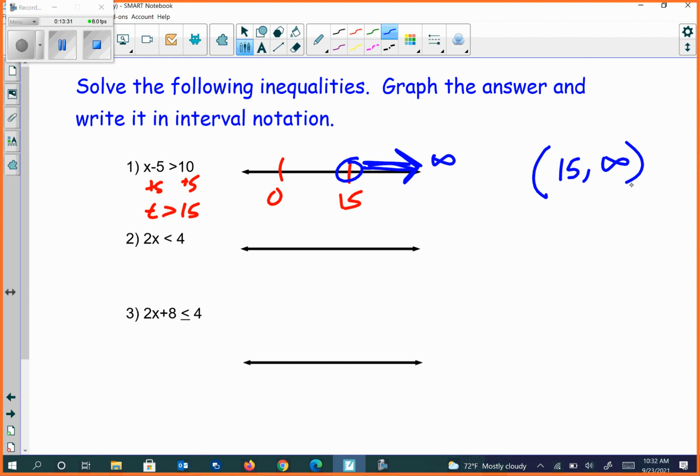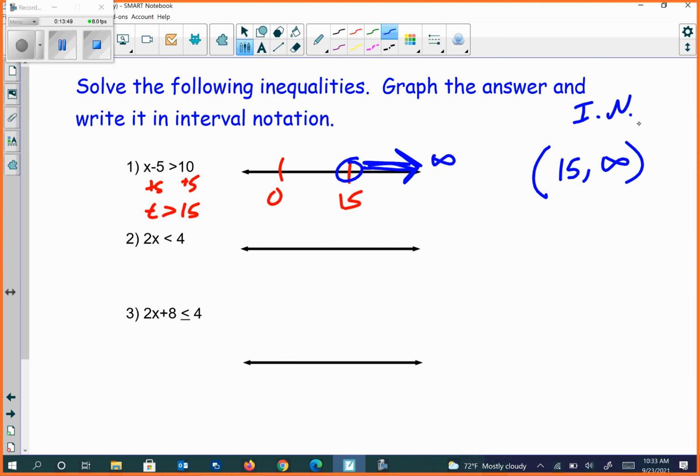Why is it a soft bracket on the 15, though? Because there's no equal sign. It's not a solid dot. Agree? Cool. Feel comfortable with that? So this over here will be the interval notation.